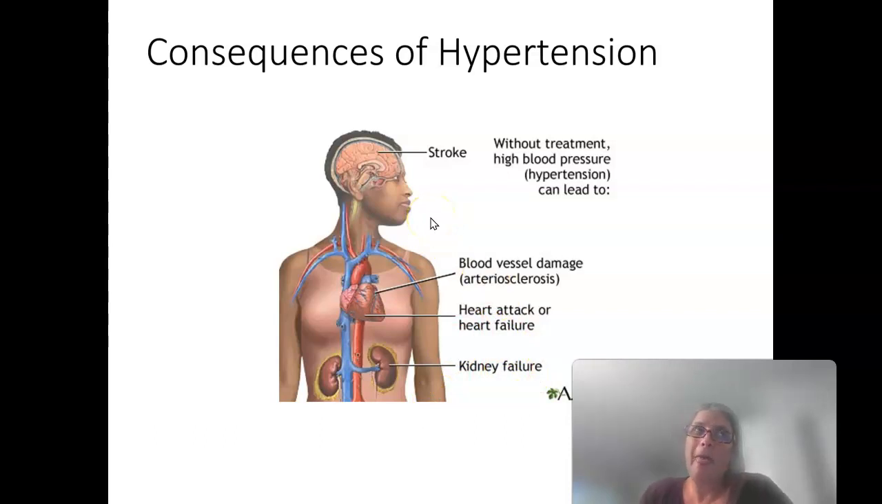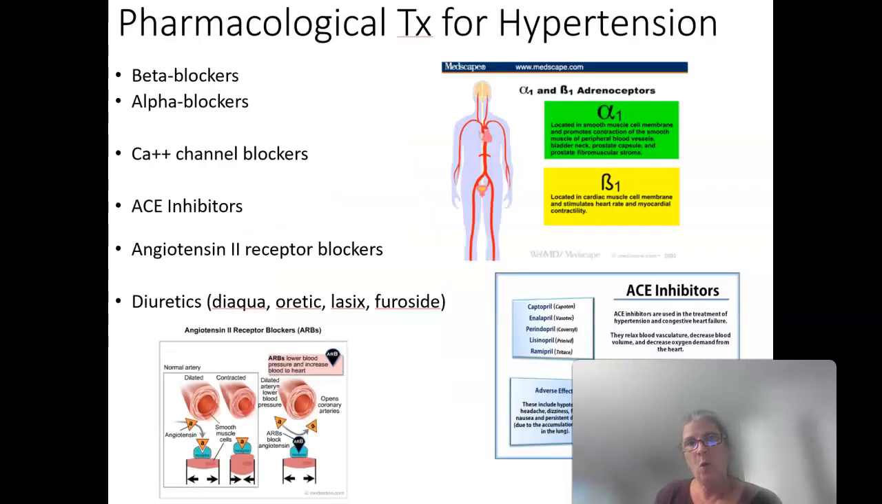Now, if your blood pressure is high, you might notice headaches and nosebleeds, but you don't always get those signs with high blood pressure, which is why it's important to make sure that you check it regularly. So if you have hypertension, what do you do about it? Well, the meds are back.